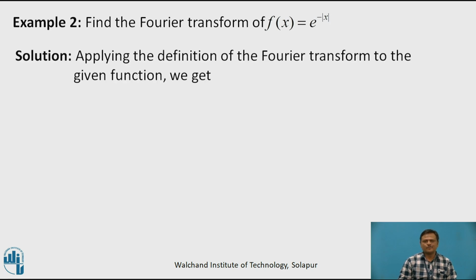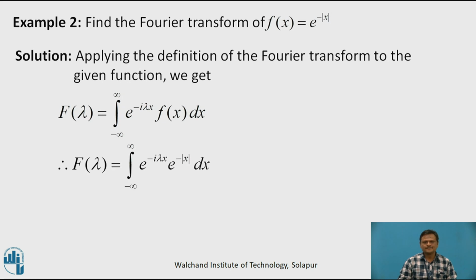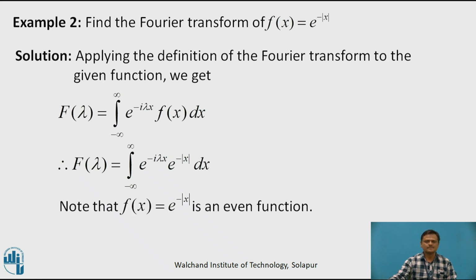Applying the definition of the Fourier transform to the given function, we get F of lambda equal to integral from minus infinity to plus infinity e raised to minus I lambda x f of x dx. Just putting the value of the function in this integral, we get F of lambda equal to integral from minus infinity to plus infinity e to the power minus I lambda x, and in place of f of x we are writing e to the power minus mod x dx. Now here we must note that the function e to the power minus mod x is an even function.